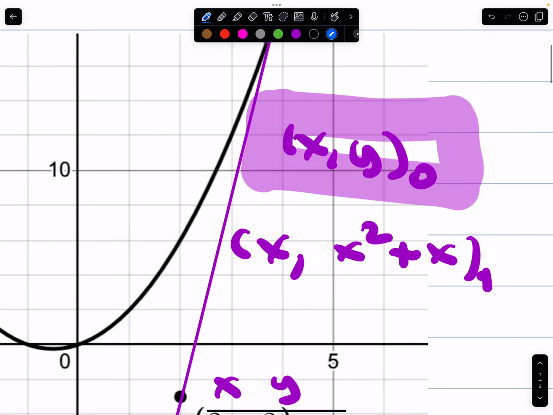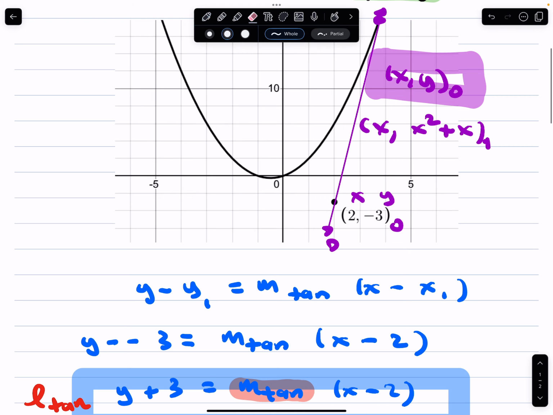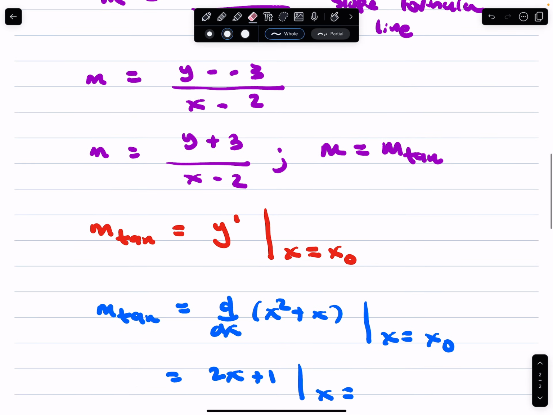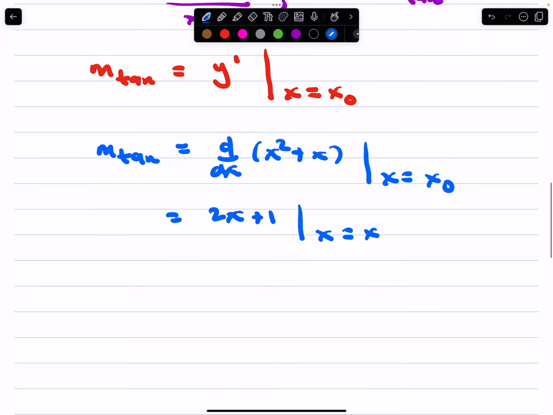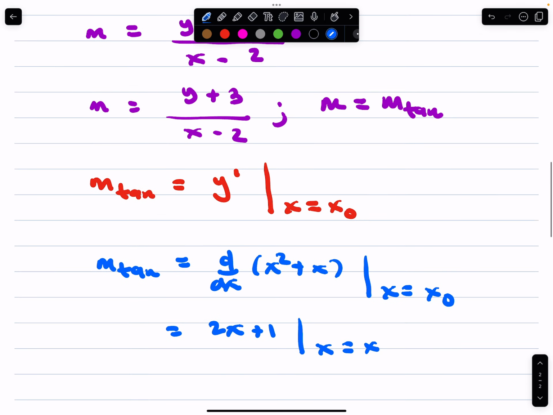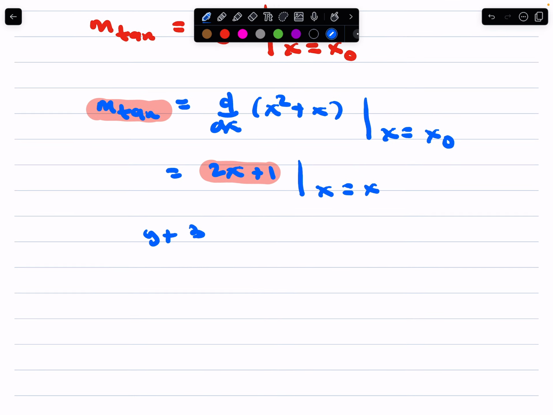And we're using the right notation. It's kind of x naught, I guess, but let's get rid of that so it's not confusing. So here's what we want to know. This is going to happen for some of that x value there. So to have m equal m tangent, here's your m slope, here's m tangent right here. We set those equations equal to each other, meaning y plus 3 over x minus 2 has to equal 2x plus 1.